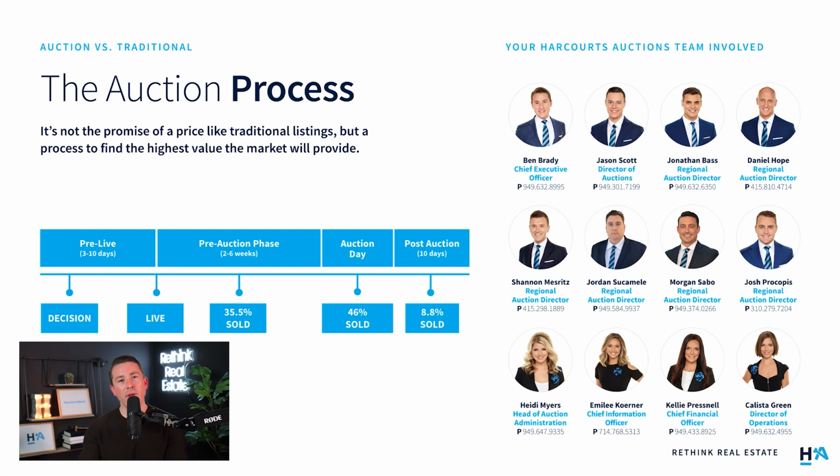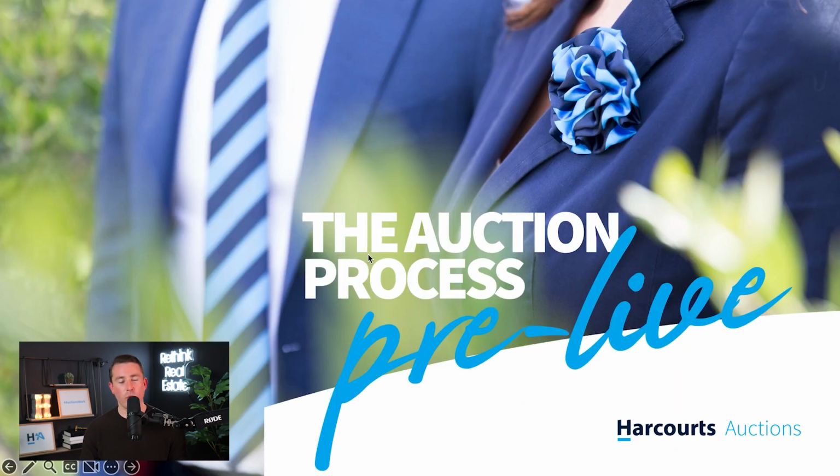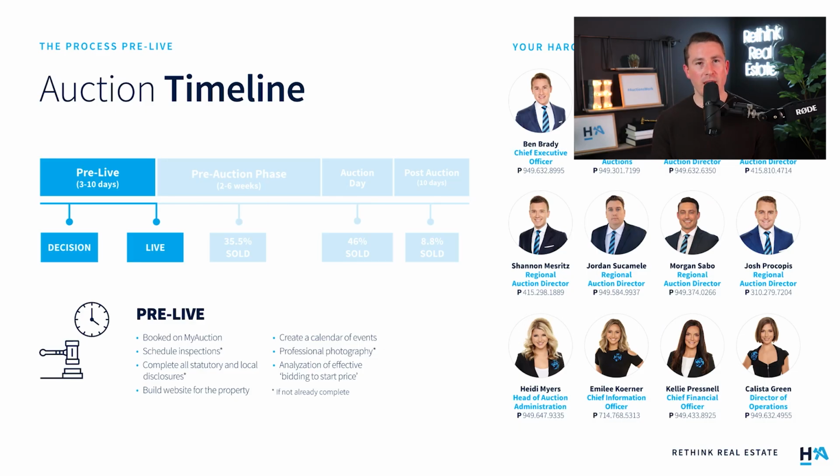However, I want to give you a bit of a visual element and go into the nuts and bolts of how auction works. So for example, this is the best visual element to look at the process. We have the pre-live phase, we have the pre-auction phase, we have the auction day, and we have post-auction. Let's go through the pre-live phase quickly. The pre-live phase, as you'll see here, between 3 to 10 days to get the property live.